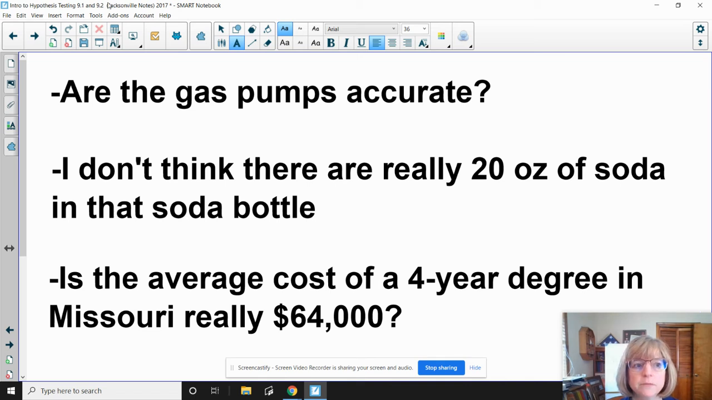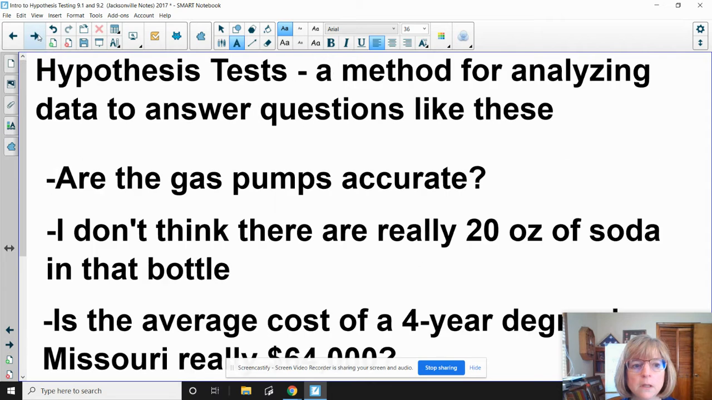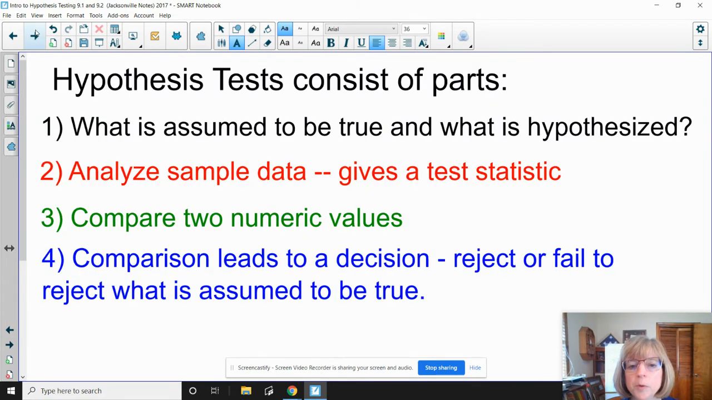Is the average cost of a four-year degree in Missouri really $64,000? These are all questions that can be answered using an analysis method called a hypothesis test. There are several parts to a hypothesis test. The first part is identifying what's assumed to be true and what we hypothesize.